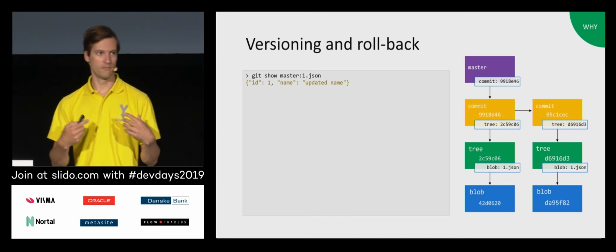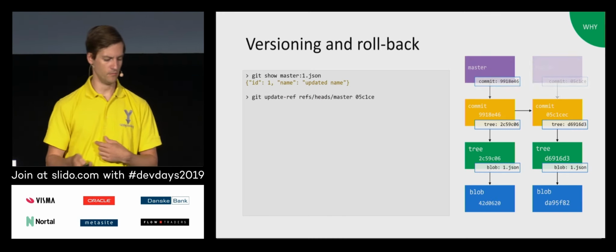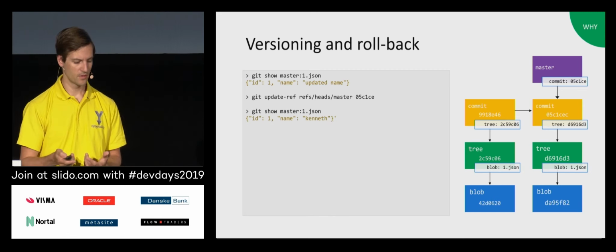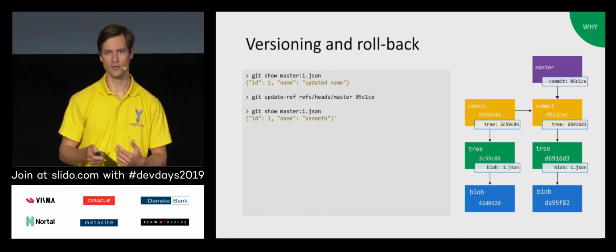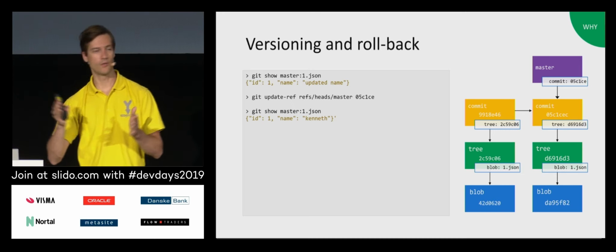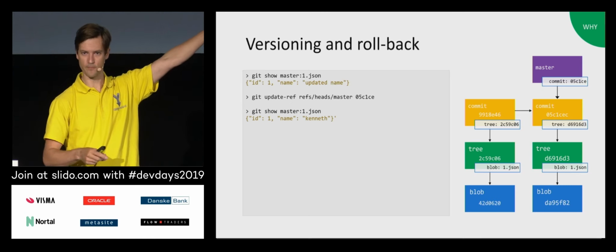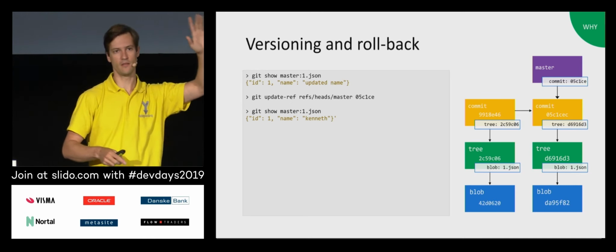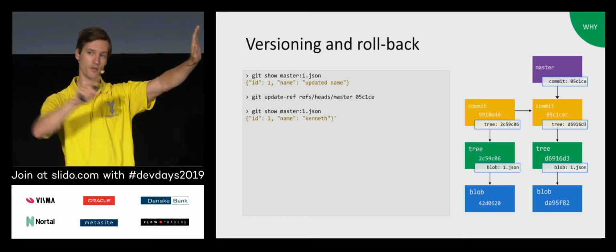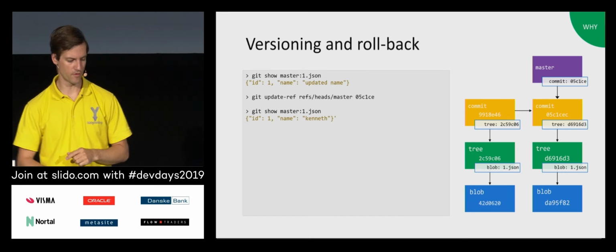So it's fairly simple. I can show the current value, then I can move master, and then I have my old value. So I can roll back the entire thing, or if I want, I could just look at the previous commit. I don't actually have to update the state of my data. I can still leave master where it is, but look at what was there before.